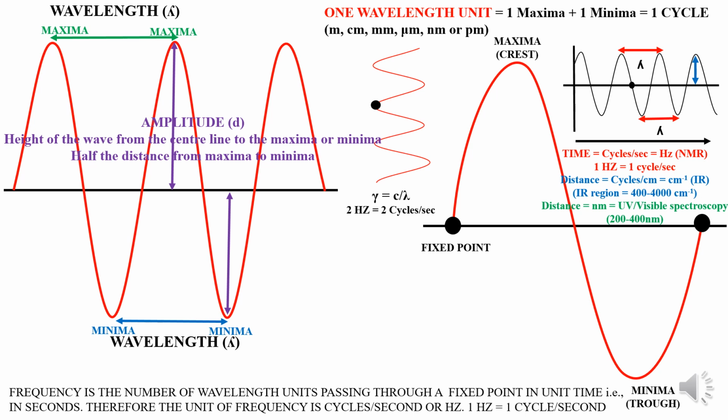Now the frequency of electromagnetic radiation can be measured either in terms of time or distance. When you measure the frequency in terms of time, it will be in number of cycles per second. So 1 hertz will be 1 cycle per second. And if you measure the frequency in terms of distance, that will be in terms of number of cycles per centimeter length of the wave. And therefore the unit will be centimeter inverse. So we consider this particular unit in IR spectroscopy.